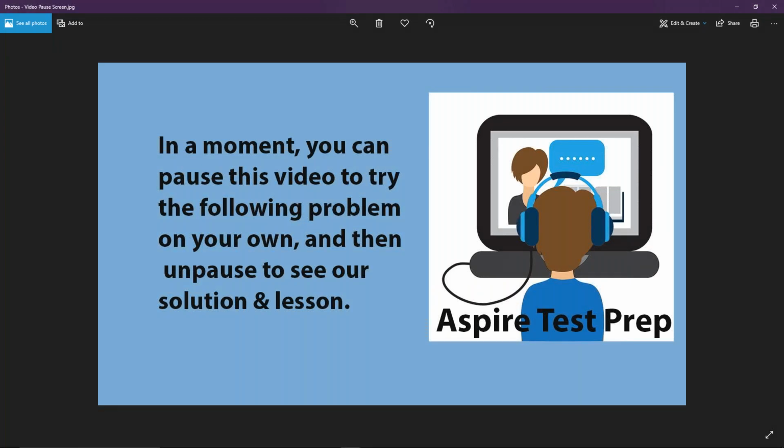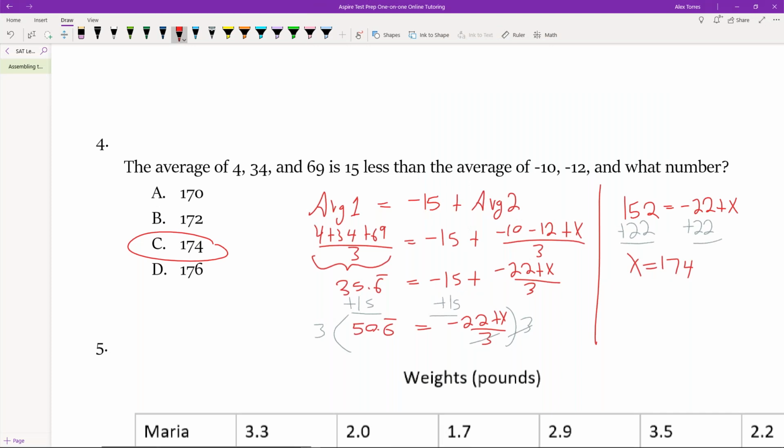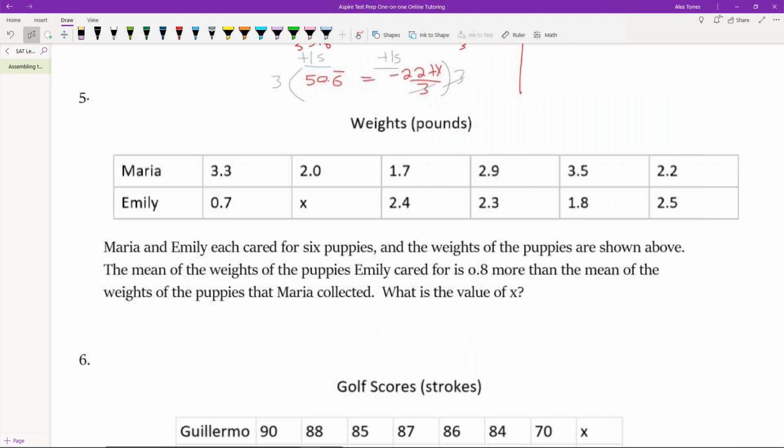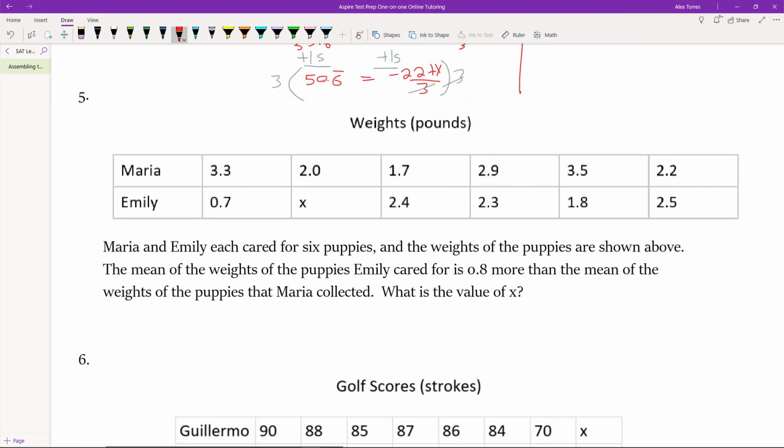Okay, going on to our next question. Number 5 there. So here we have the different weights for the puppies. The thing that stands out is that this one's an unknown, but the average of Emily's puppies will still be all these green numbers plus x divided by 6. So the average is still the sum of the 6 numbers divided by 6. So let's go ahead and give that a try.